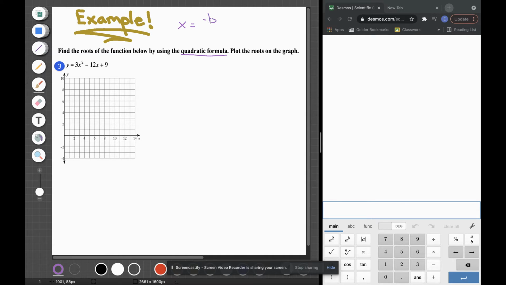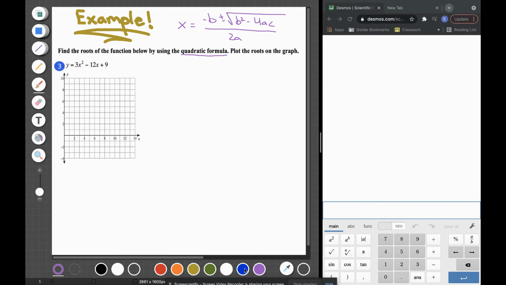But if you didn't want to do that, I'm going to write it right here. X equals negative b plus or minus the square root of b squared minus 4ac all over 2a. Okay, I'm going to go through this quick because I only have 5 minutes to make this video. So first step is you're going to find your a, b, and c. So a is 3, b is negative 12, c is 9. Okay, there's your a, b, and c.